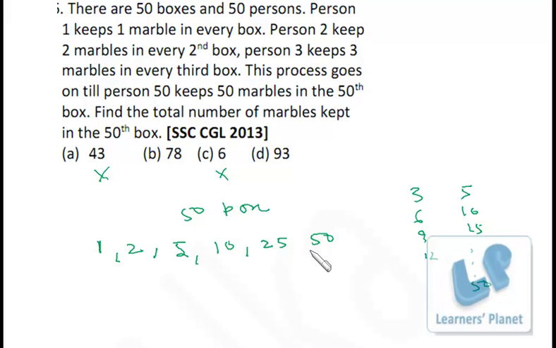The logic is very simple. The third person, the 7th person, the 9th person will not go to the 50th box. Suppose the 8th person is there, he will go to boxes 8, 16, 24, which are multiples of 8. So in all, we can see the total, and this is your answer. Okay, a fully logical problem.